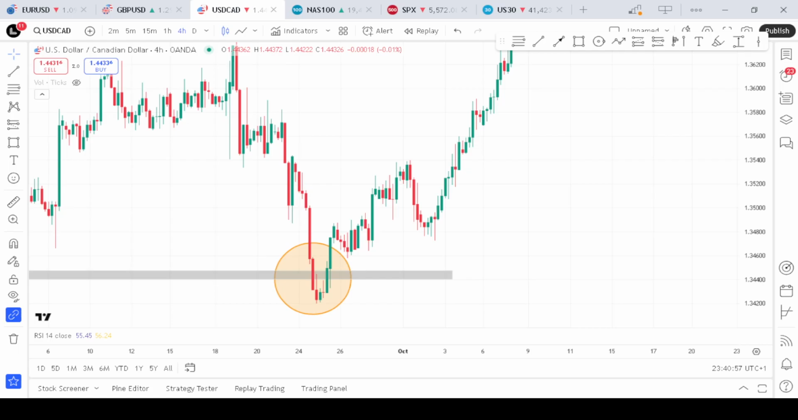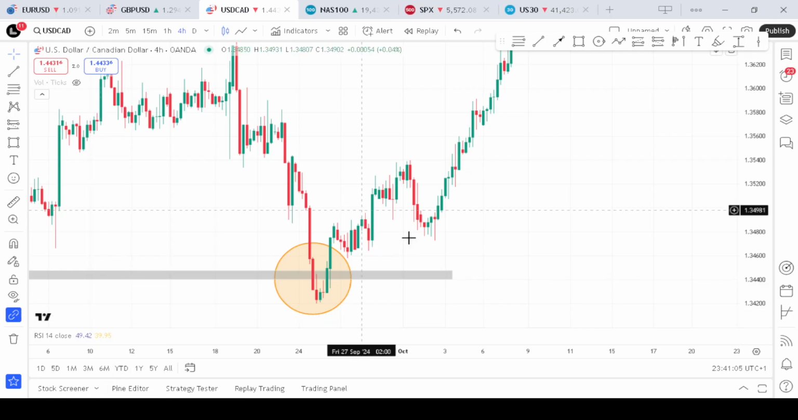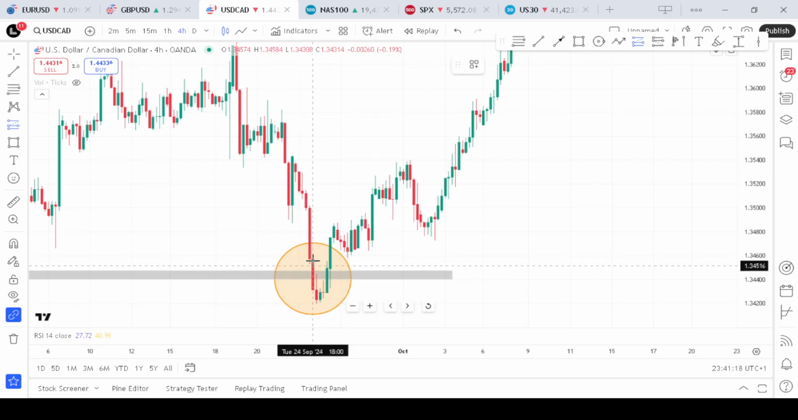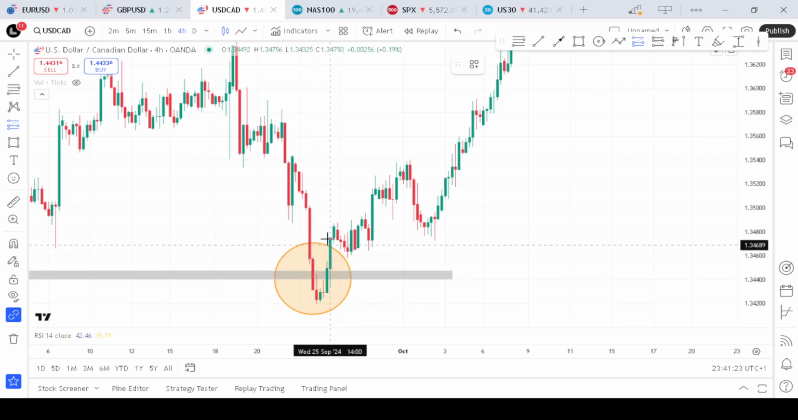For the entry, we have to wait for the candle following the homing pigeon pattern to close after the high of the first candle. Once it closes above the high is when you would want to enter. We would enter exactly at this area, which is the high of the first candle. Once the price has closed above the high of the first candle, we would want to enter the trade.